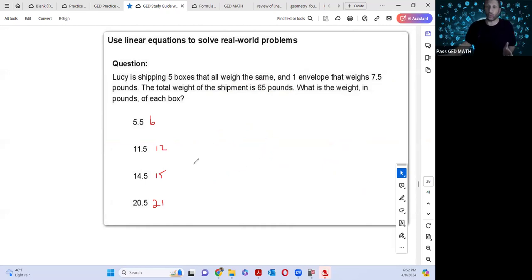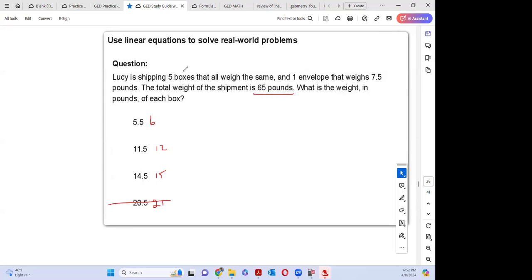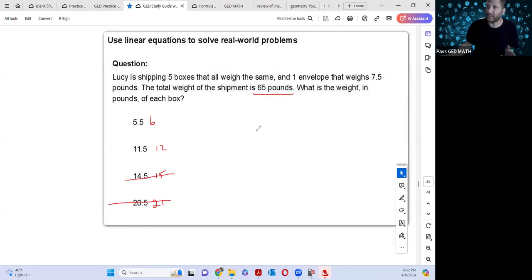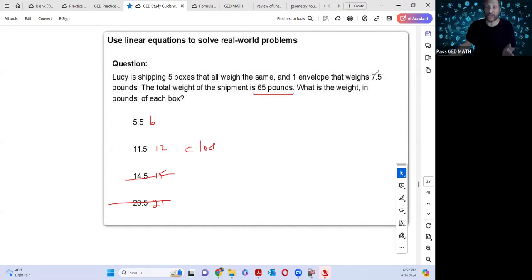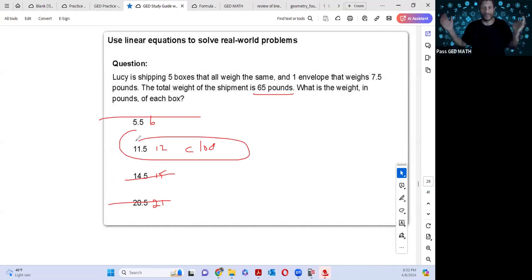If each box weighs 21 pounds, 21 times 5 is 105. Can't be that because the total weight is 65. 15 times 5 is 75. It can't be that. 12 times 5 is 60 plus 7.5. Ooh, that's kind of close. 6 times 5 is 30 plus 7 is 37. It can't be that. Boom, got my answer. I'm done. That is the common sense way.